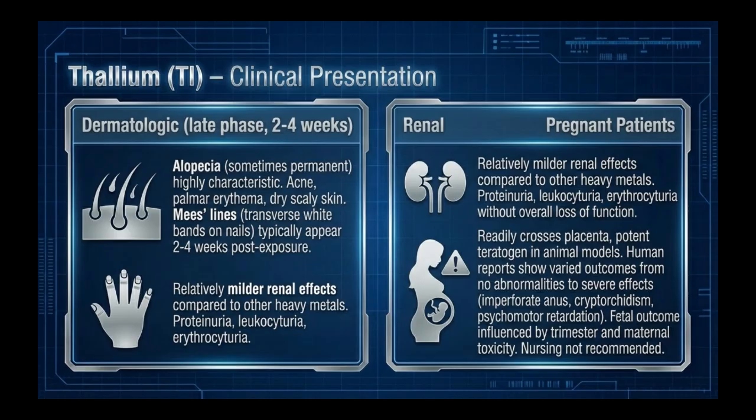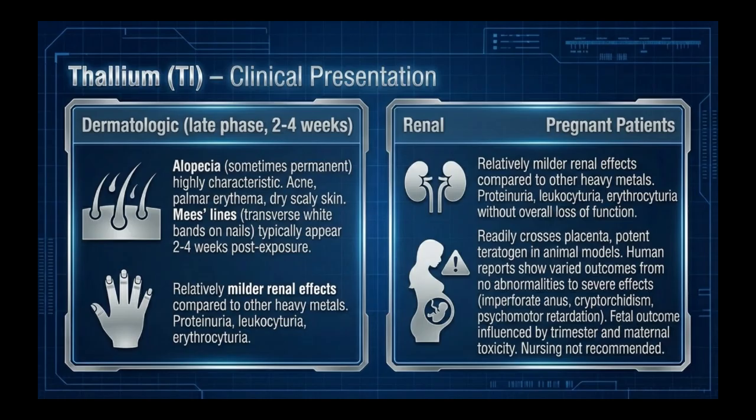Thallium readily crosses the placenta and is a potent teratogen in animal models, causing reduced body weight, hydronephrosis, and impaired skeletal development. Human reports of prenatal thallium exposure are rare, but reported outcomes range from no apparent abnormalities to severe effects such as imperforate anus, cryptorchidism, and long-term psychomotor retardation. An association between prenatal thallium exposure and low birth weight has been demonstrated.